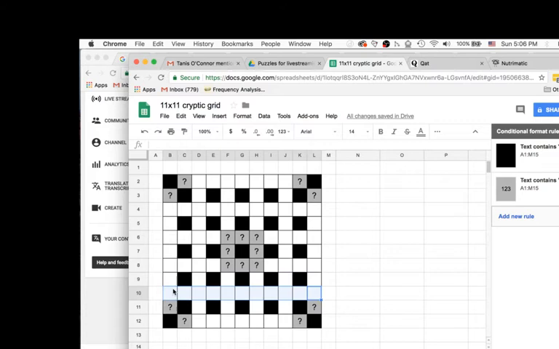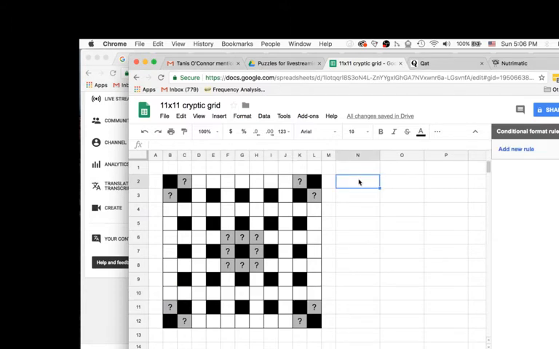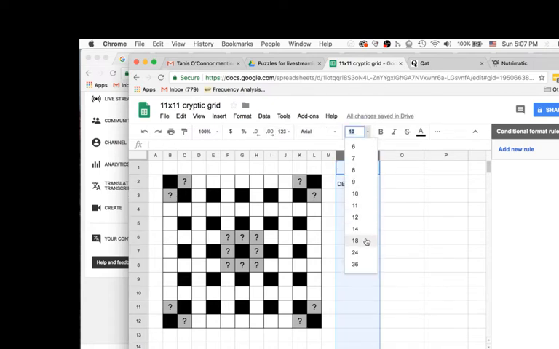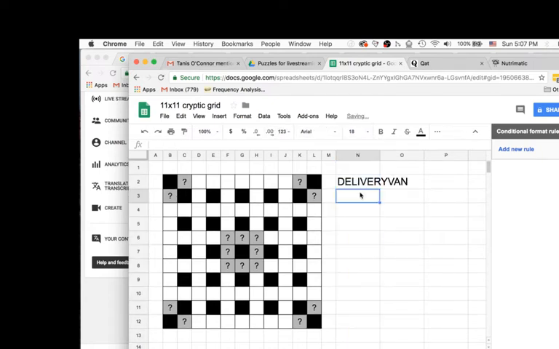I can't put them in a row and a column necessarily because then they would intersect and they might not have the same letter at the intersection. But I'm going to put them in two rows and then see what I can do in the corresponding columns. So the entries that I liked included delivery van. Let me make the font bigger here. Delivery van.